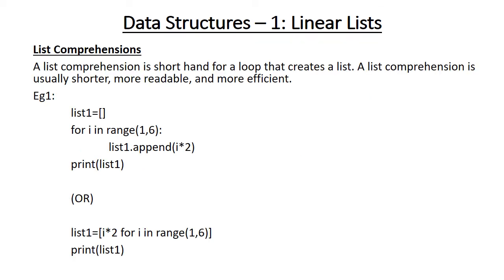List comprehensions. A list comprehension is shorthand for a loop that creates a list. A list comprehension is usually shorter, more readable, and more efficient. An example is given below. The very first example shows with the help of a for loop how the elements are added in a list. The same example is written with the help of list comprehension below.